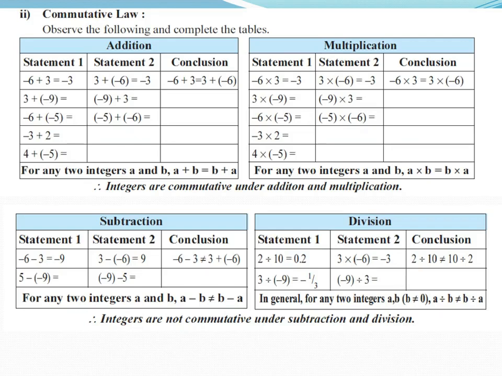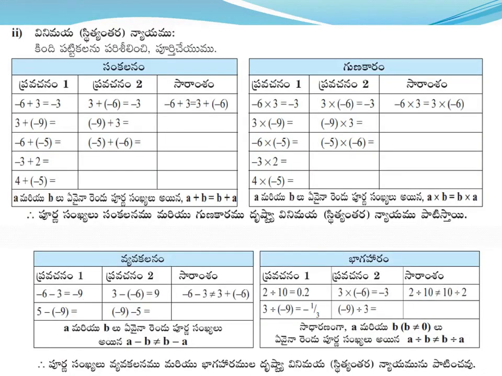Okay students, now we will ask one question. Which operations satisfy the commutative property? Addition and multiplication follow the commutative property, but subtraction and division do not satisfy the commutative property for integers.